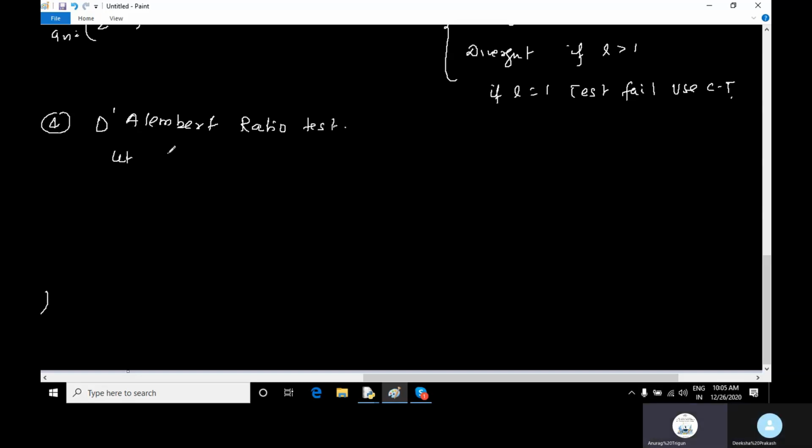So let the summation of a of n be positive terms. You have to find the next term, the n plus 1 term. Take the limit as n tends to infinity. Next term means that in a of n, n is replaced with n plus 1.